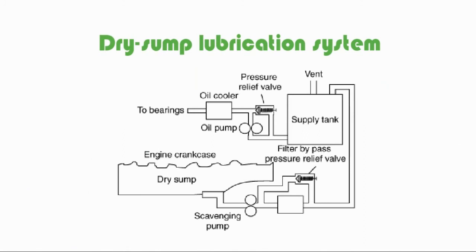Dry-sump lubrication system. In the dry-sump lubrication system, the oil supply is carried from an external tank. The oil from the sump is pumped, by means of a scavenging pump, through filters, to the external storage tank. The oil from the storage tank is pumped to the engine cylinder, through an oil cooler. The oil pressure may vary from 3 to 8 bar. The dry-sump lubrication system is generally used for heavy-duty engines.